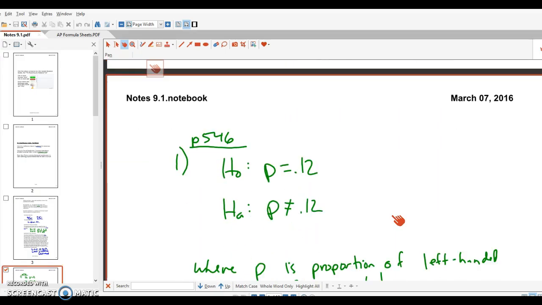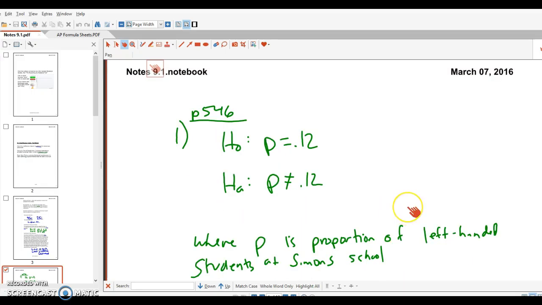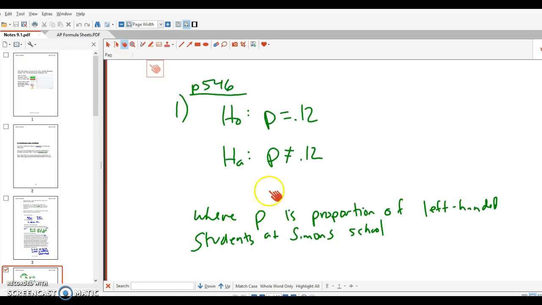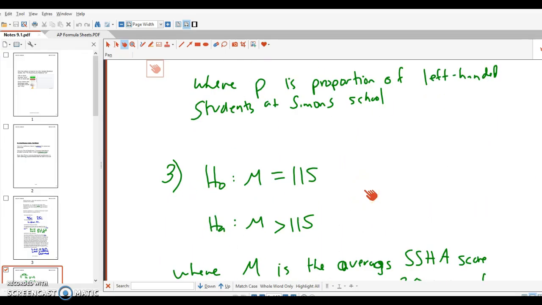So based on the first scenario, we would have a null that the proportion is equal to 0.12. This is Simon looking at whether the proportion of left-handed people is the same at his school as it is nationwide, versus not equal to 0.12. It doesn't say anything about whether Simon thinks it is larger or smaller at his school, so we just use not equal to 0.12 or 12%, and then define p.